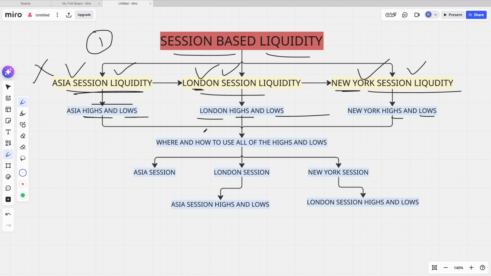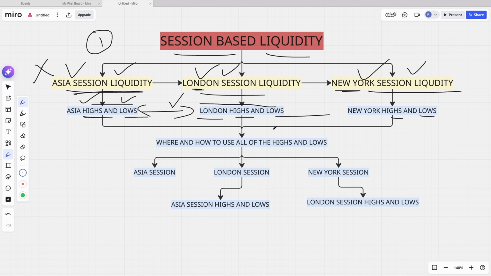The session that follows Asia is the London session. When the London session opens, the market often reacts to the liquidity that was formed during the Asian session. For this reason, during the London session, the Asian session highs and lows become key reference points. Price frequently moves toward these levels before making a meaningful directional move.